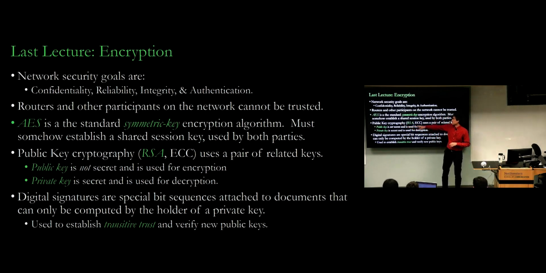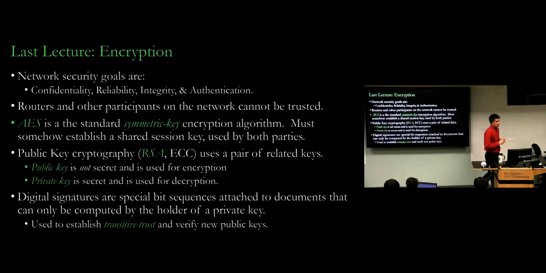An example of that is the RSA algorithm or elliptic curve cryptography. These are two different algorithms, the traditional one and the more modern one that is used sometimes. And with public key cryptography, you have a pair of related keys. You have a public key and a private key that kind of fit together. They were generated together and they're mathematically related.